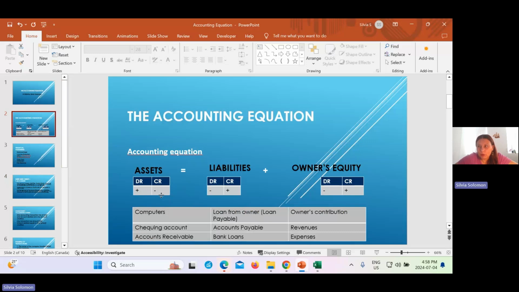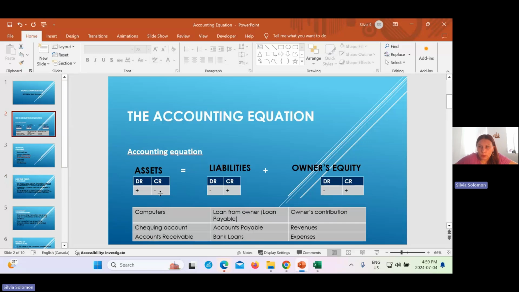So the way I remember it is that on the left side of the equation are the assets. Any asset, if it increases in value, it increases on the debit side in accounting, okay? I specify in accounting: an asset account increases on the debit side, and if we want to decrease the amount in the asset account, it decreases on the credit side, okay?